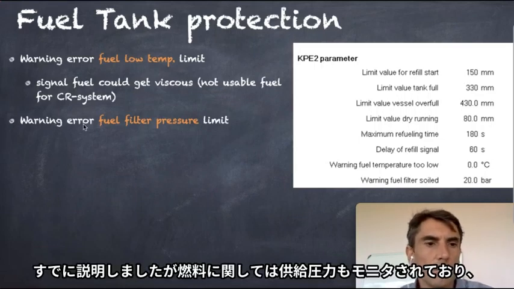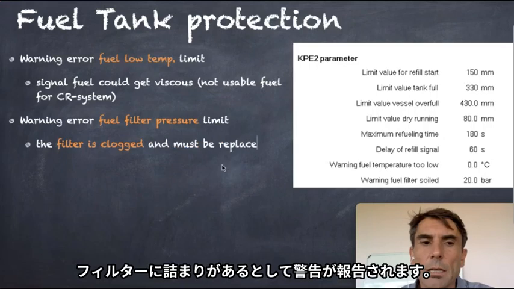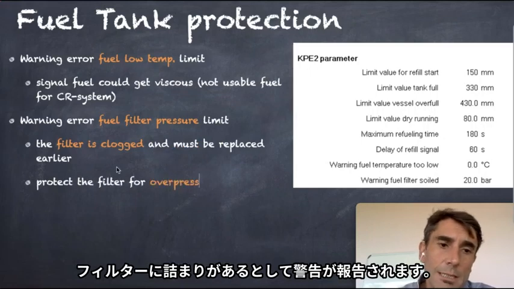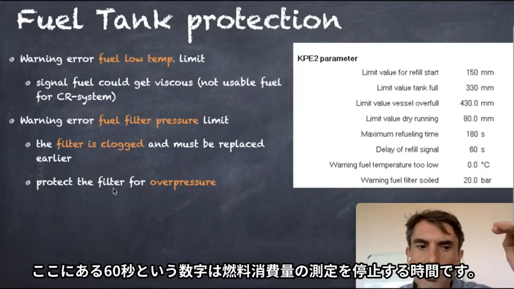Then we have a warning error, fuel filter pressure limit. So we're talking about this one. This is 20 bars. That's the indicator, what I mentioned already, that maybe the filter is clogged or must be replaced earlier. So this indicates that the pressure gets over the usual operating range, which could damage the filter with overpressure and so on as well.